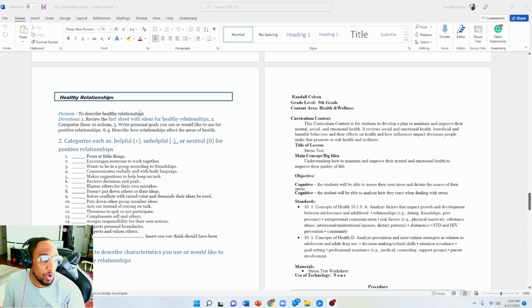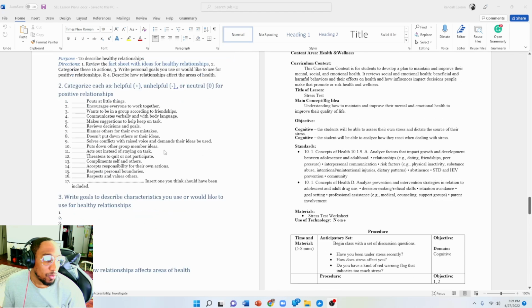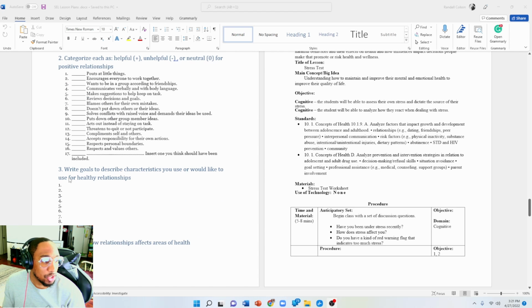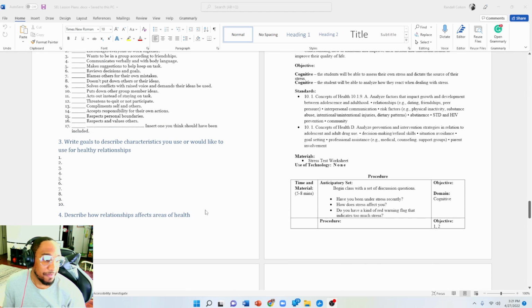And then from there, we'd work on a healthy relationships worksheet. First, going through and writing the positives and negatives or neutral out of these 17 questions. And then there's one that they can decide for themselves. And then you're going to write goals to describe characteristics you use or would like to use for healthy relationships. So just out of all the things that we discussed today in that classroom, write down 10 things that you want to bring to your healthy relationship, and then describe how relationships affect areas of health.